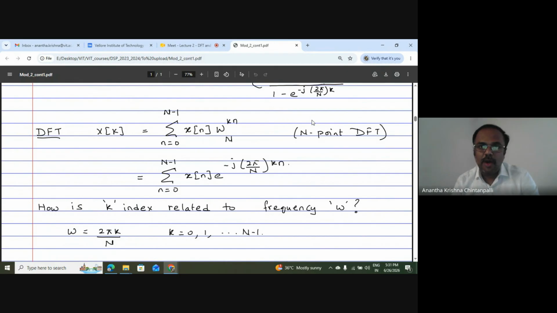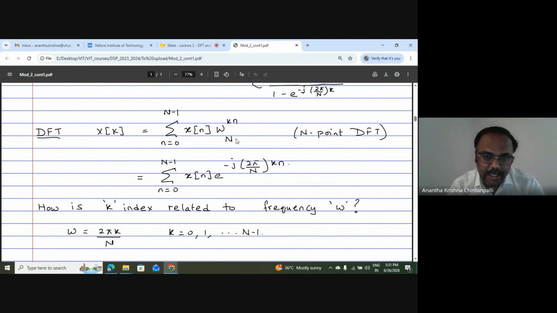Now, this is a very important conceptual idea which I am going to present. Before that, by definition, we know that X of k is equal to summation of n goes from 0 to N minus 1 of x of n W_N to the power kn. It's an N-point DFT. So whenever the term Fourier comes, we always think about frequency response, because we know that the Fourier transform gives you the frequency response of the signal.